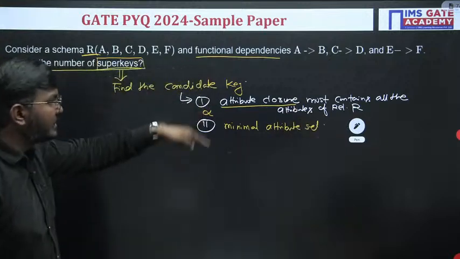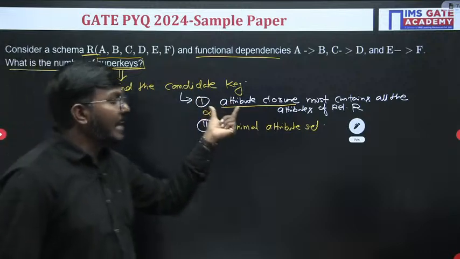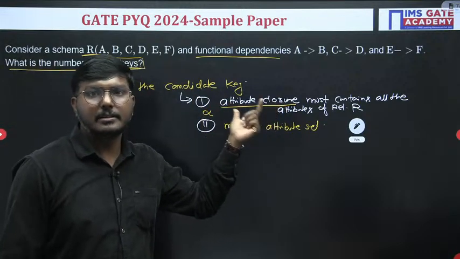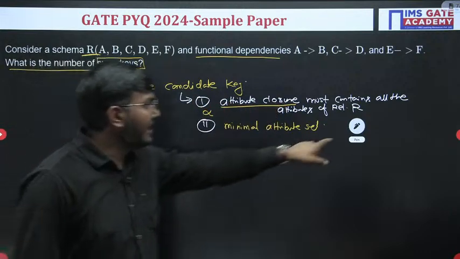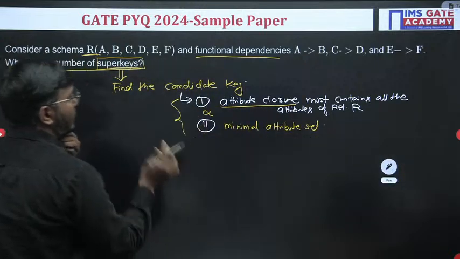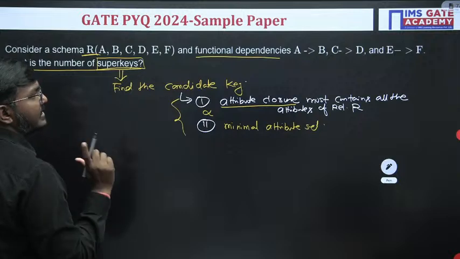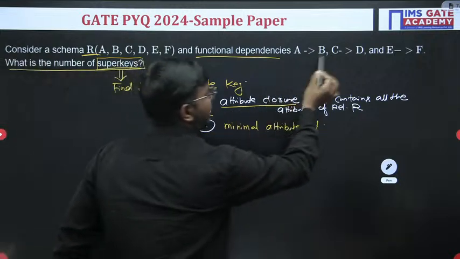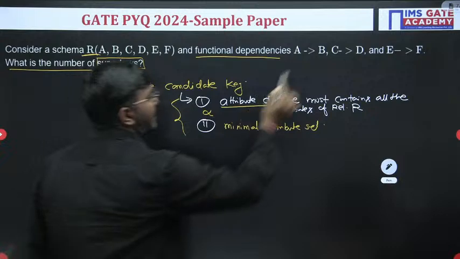Okay, if these two conditions are satisfied, then I can say that the attribute set is a candidate key here. Fine. So again, in the classroom we have already discussed, if you want to find the candidate key, then the first step is to check the RHS of all the FDs here.